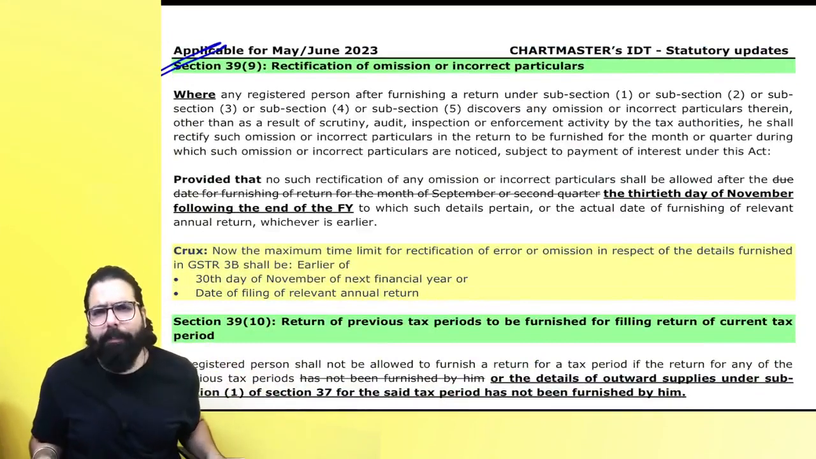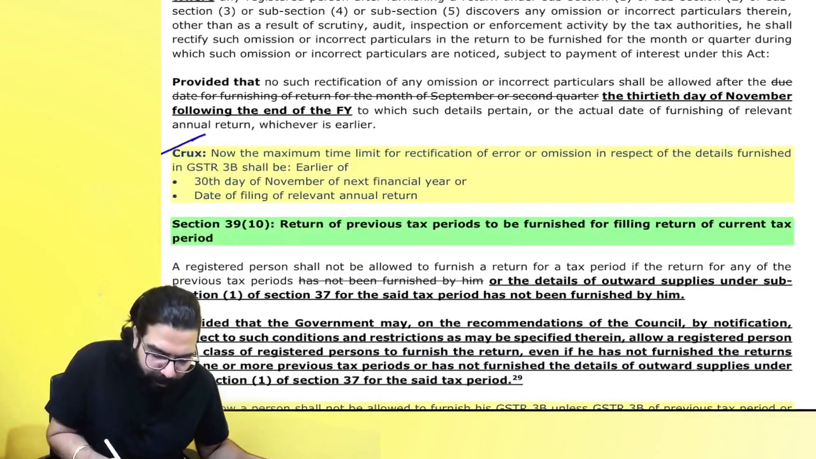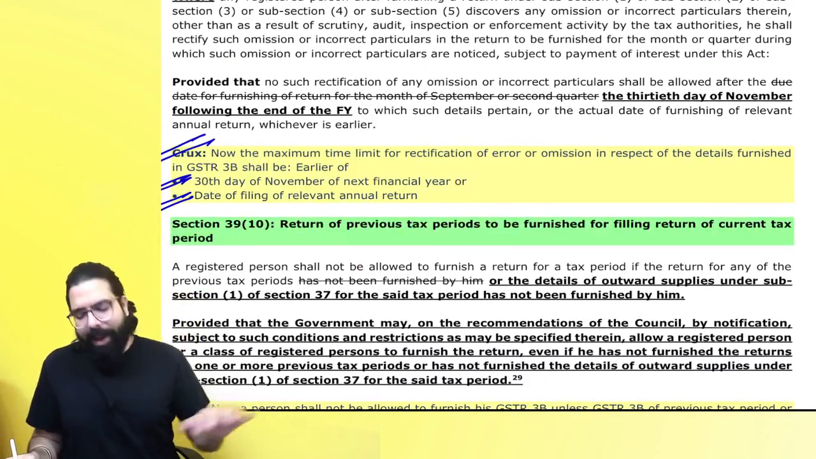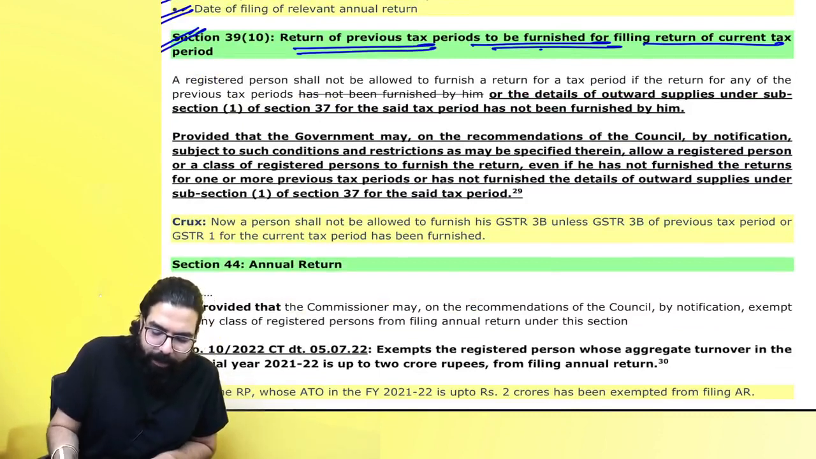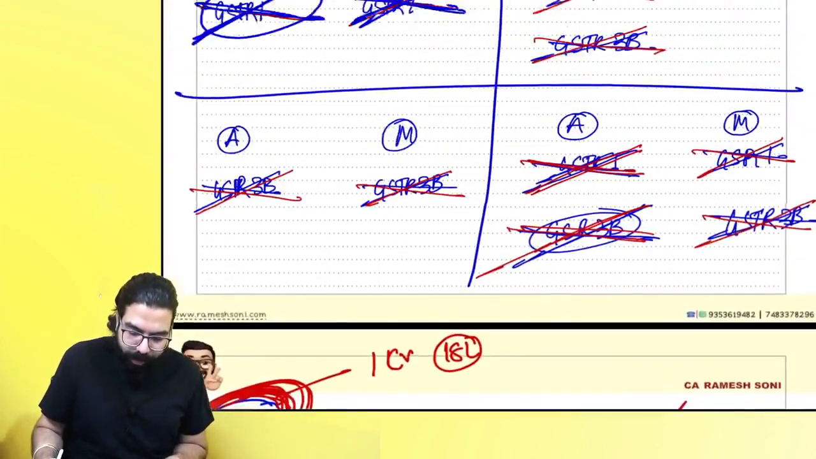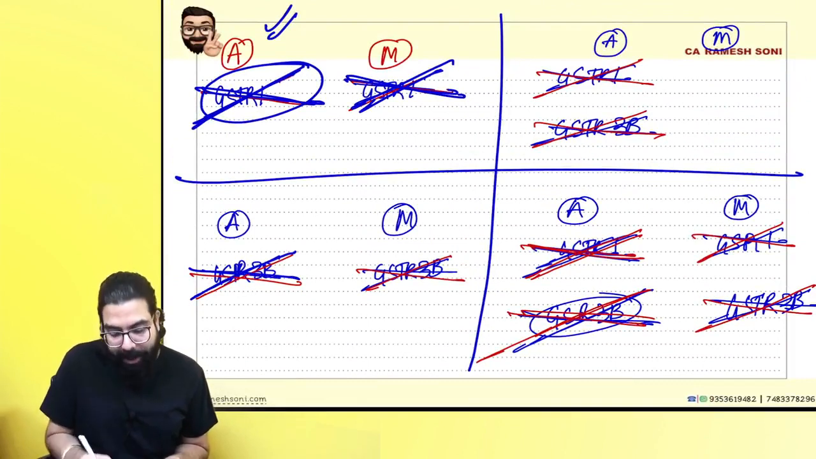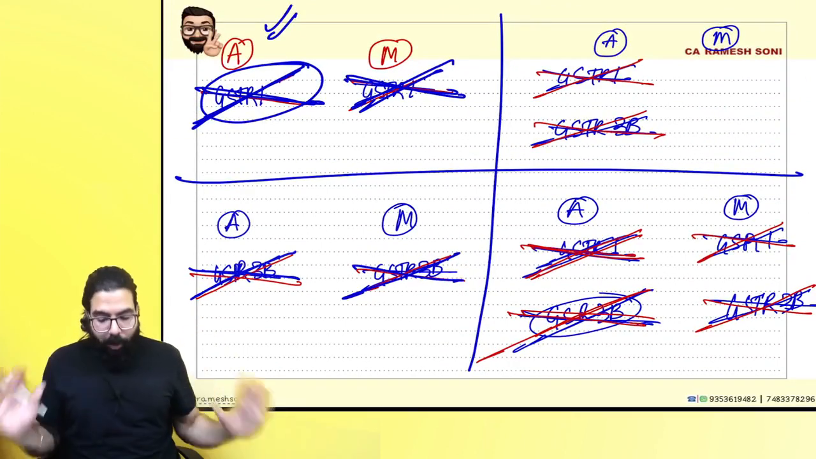Error rectification, remember, rectification of error is only always in your GSTR 1 or GSTR 3B. Always by what date, everyone? 30th day of November or due date of filing the relevant annual return, whichever is earlier. Then the next one over here: return of the previous tax period to be filed before the current tax period. Always remember, if the previous GSTR 3B return is not filed, then the current return also you can't file. I hope this point is clear.